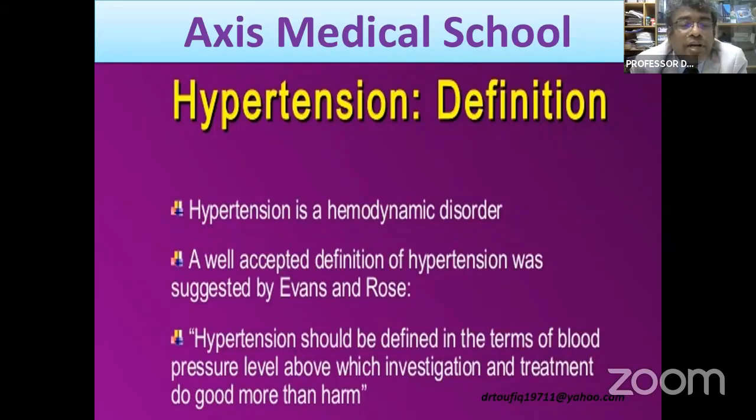Hypertension should be defined in terms of the blood pressure level above which investigation and treatment do more good than harm. That is, this is the level above which, if we don't treat, the patient may have a harmful condition, that is, target organ damage. So hypertension should be defined as the blood pressure above which investigation and treatment do more good than harm.